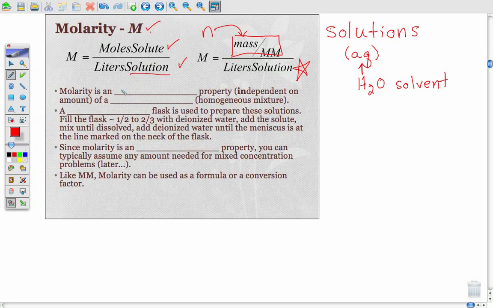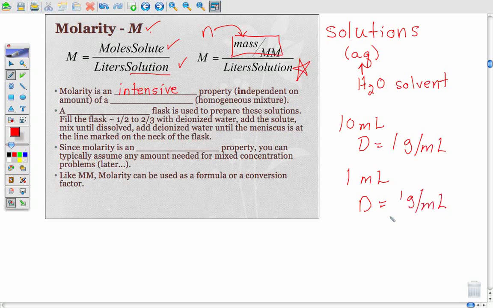Now, a few comments about molarity before we calculate the molarity of a substance. The first is to realize that molarity is an intensive property. Just like if I had 10 mLs of water at a certain temperature just above 3 degrees, its density is 1 gram per mL. Well, if I have 1 milliliter of water, my density is still 1 gram per mL. Intensive means it's independent of the amount of solution or substance that you have. This is true for molarity.